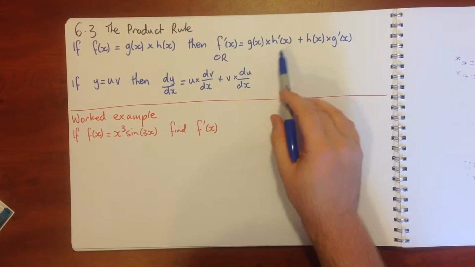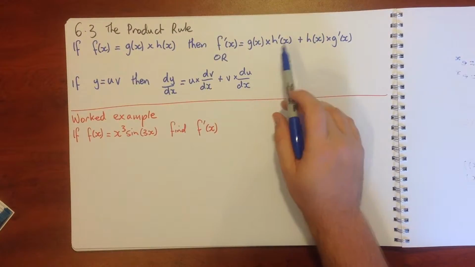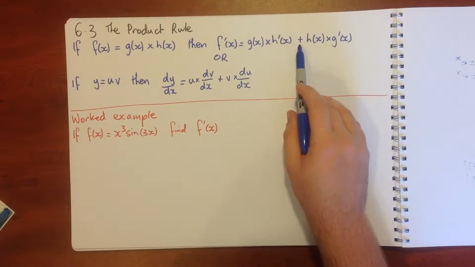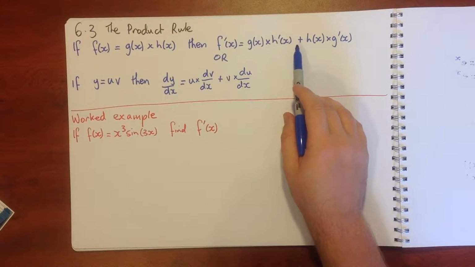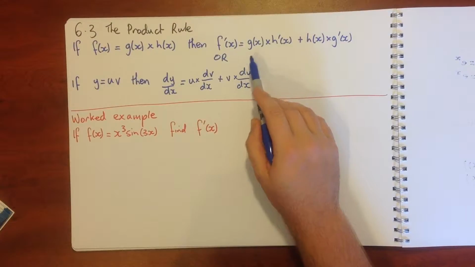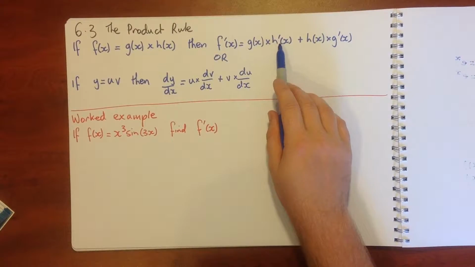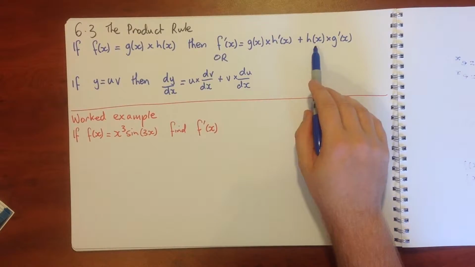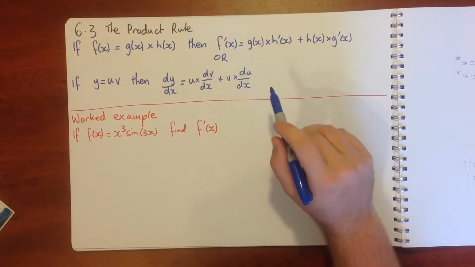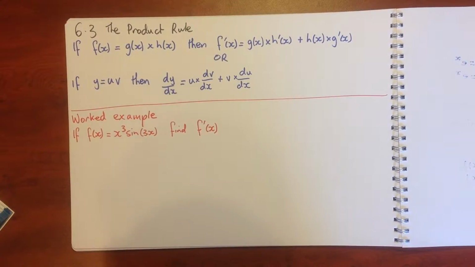The other thing too is this one's good. You can't stuff it up too much because we've got addition in between, which means if you did this part first and then that part, it wouldn't matter. The main thing is you're taking the original of one function times the derivative of the other, plus the original of the second times the derivative of the first. Okay, so we'll have a look at this worked example that we've got here.